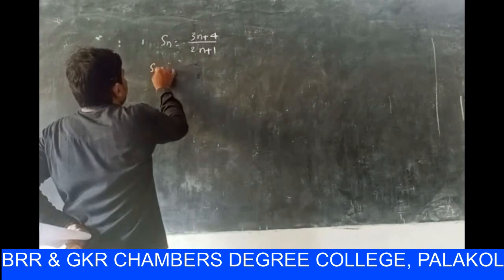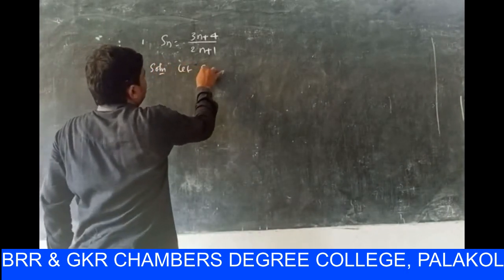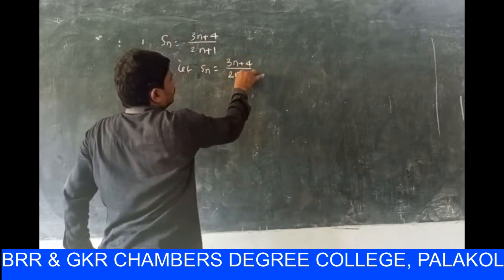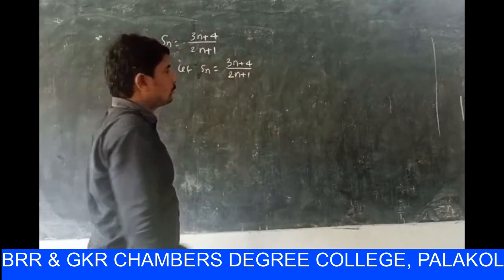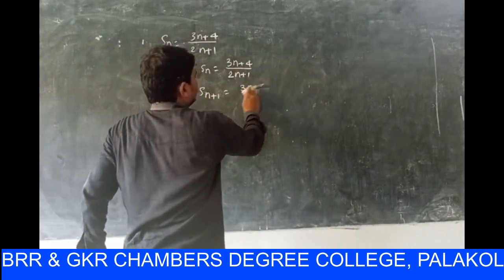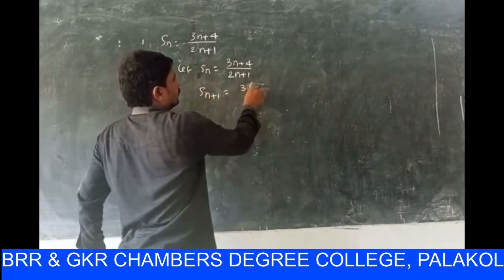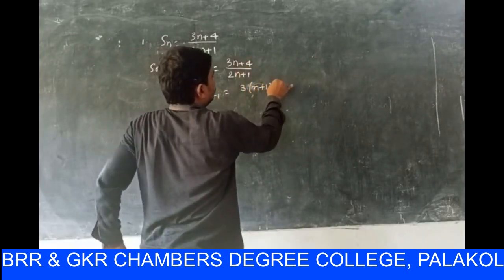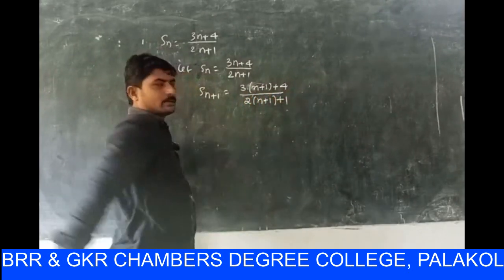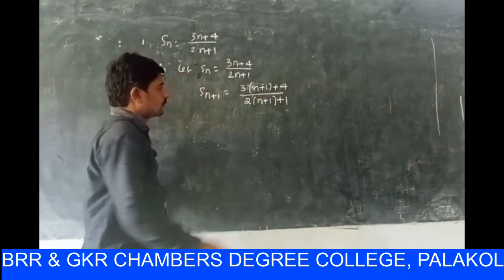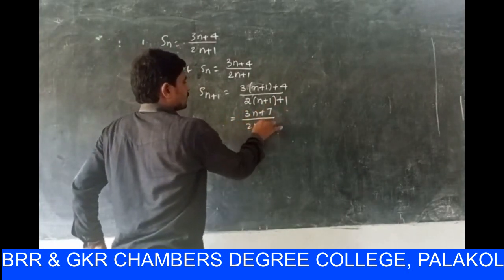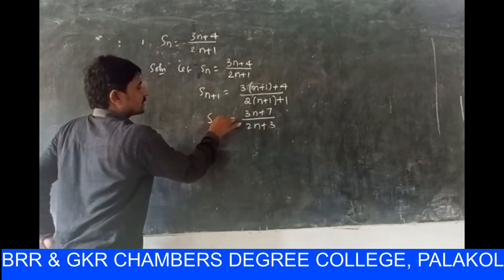For example, in the solution, we take Sn equal to (3n plus 4) by (2n plus 1). Sn plus 1 is equal to 3 into (n plus 1) plus 4 by 2 into (n plus 1) plus 1, just replacing n by n plus 1. That is equal to (3n plus 7) by (2n plus 3). This is the value of Sn plus 1.